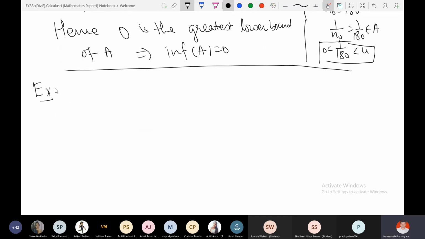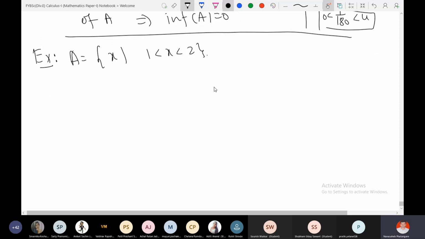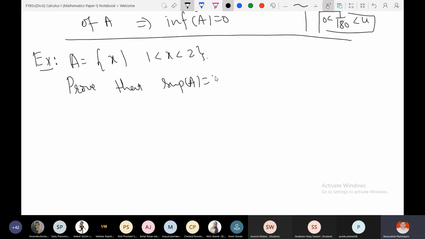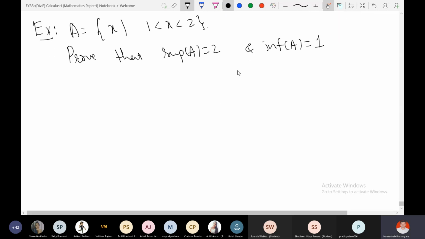So let us work out one more example. A is the set of x such that 1 < x < 2. Prove that the supremum of A is equal to 2 and the infimum of A is equal to 1. Even though they are not members of set A, the supremum and infimum exist.